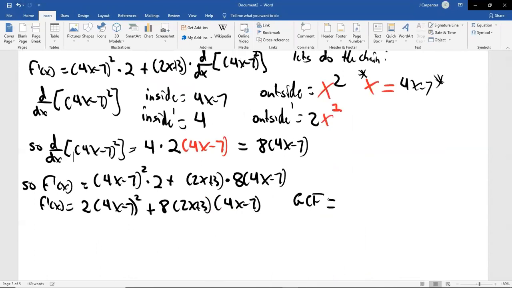So usually what happens if we take GCFs out, we can make cleaner looking answers. This is not a very clean looking answer, and we can make it clean. So there's a GCF of parentheses 4x minus 7. It's here, there's 2 of them, but we're only going to take 1, and then it's here, there's 1, and we're going to take all of them.